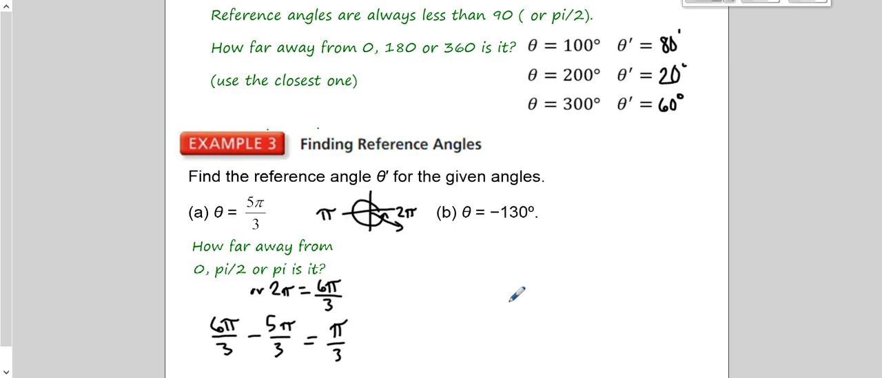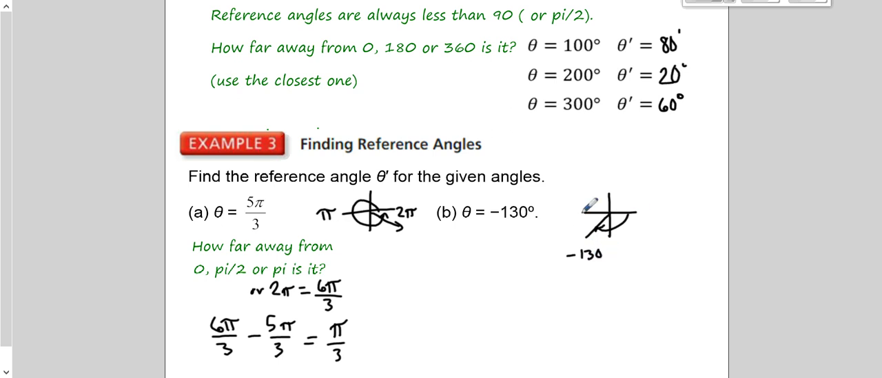Which way do we go for negative angles? Going to go the opposite way. So negative 130. Let's draw a picture. If we start from here, this is 90 degrees, so we need to go another 40. So negative 130 is here.